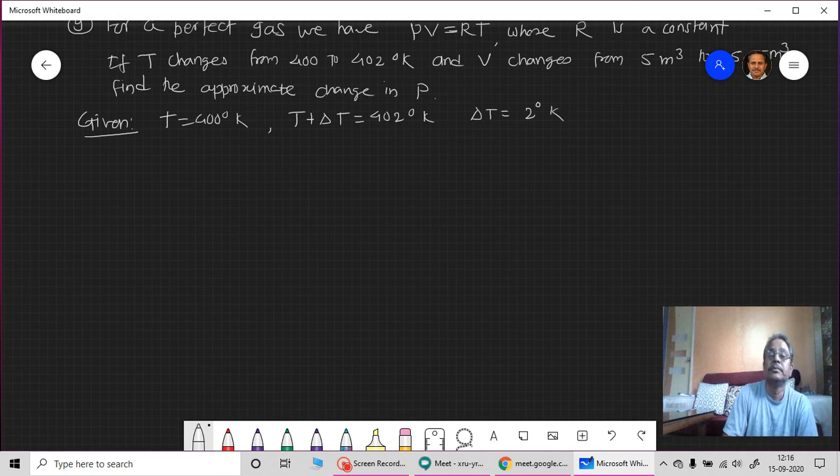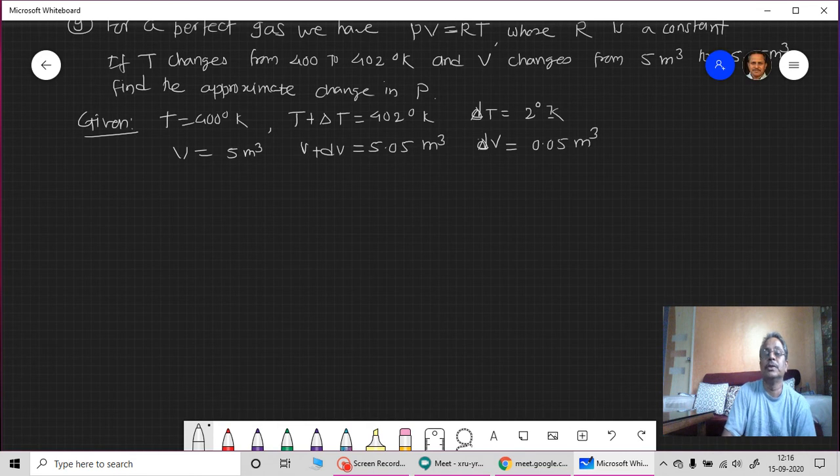K is capital. V was given to be 5 meter cube. V plus dV was 5.05 meter cube. Therefore, delta V, small delta V, can be written as 0.05 meter cube. So this is the change in volume. We have been given what is said to be the perfect gas equation, which is PV is equal to R times T.